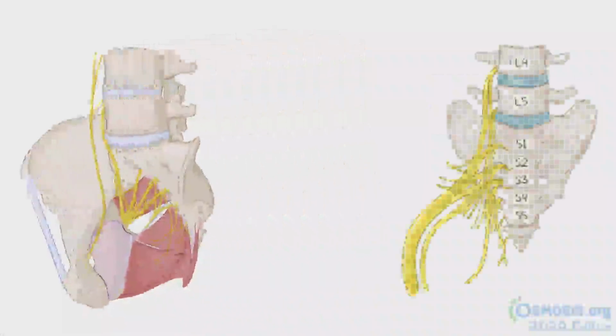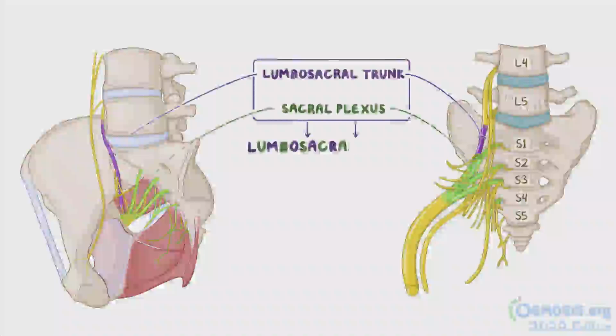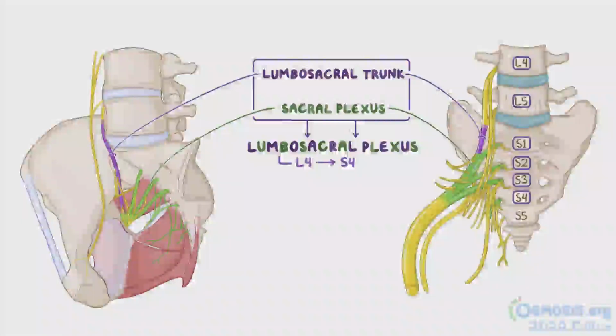Now, right above the pelvic brim, the descending part of the fourth lumbar nerve unites with the anterior ramus of the fifth lumbar nerve, forming the lumbosacral trunk. This trunk descends on the anterior surface of the ala of the sacrum, and it unites with the sacral plexus, forming the lumbosacral plexus. So the lumbosacral plexus is formed by the anterior rami of spinal nerves L4 through S4. This plexus lies on the posterior lateral wall of the lesser pelvis, and it gives off a number of branches for pelvic and lower limb structures.